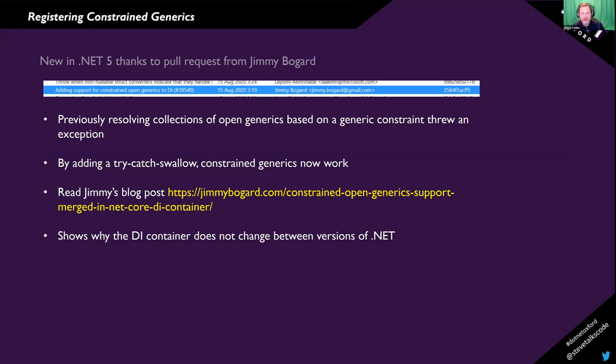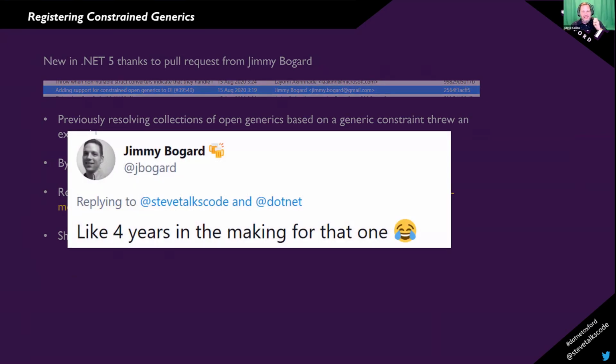Luckily, that's where Jimmy Bogard of AutoMapper and MediatR fame comes to the rescue. He did a pull request, and all it was, in essence, was adding a try-catch block around that MakeGenericType and swallowing the ArgumentException. This now allows constrained generics to be resolved in .NET 5. That's great, except it took 4 years for his pull request to be accepted.